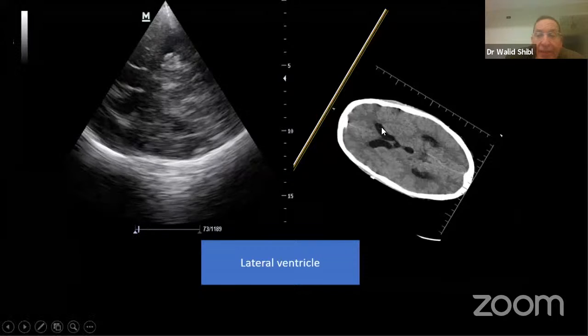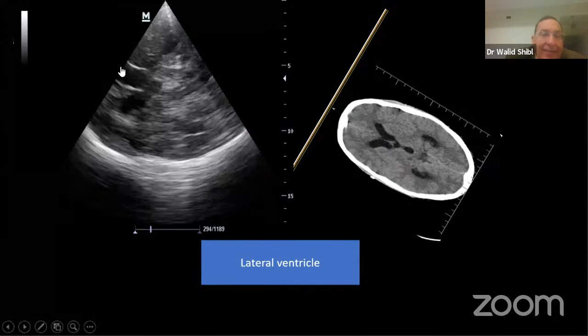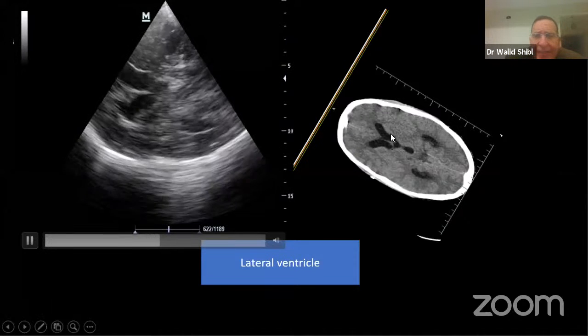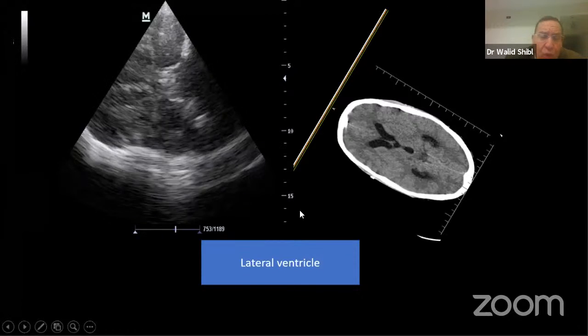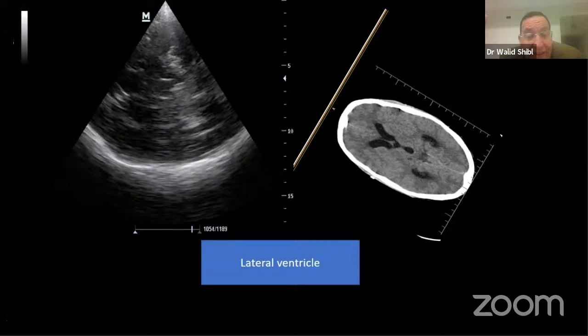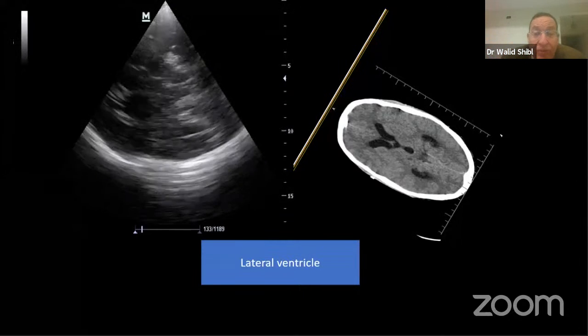And as you see here, this is the anterior horn of the lateral ventricle, and this is very clear, the anterior horn of the lateral ventricle. You can measure it very easily, and it's correlated with the CT. So the ventricular system is very important for diagnosis of hydrocephalus in a lot of neurocritical care disorders, and can help a lot.